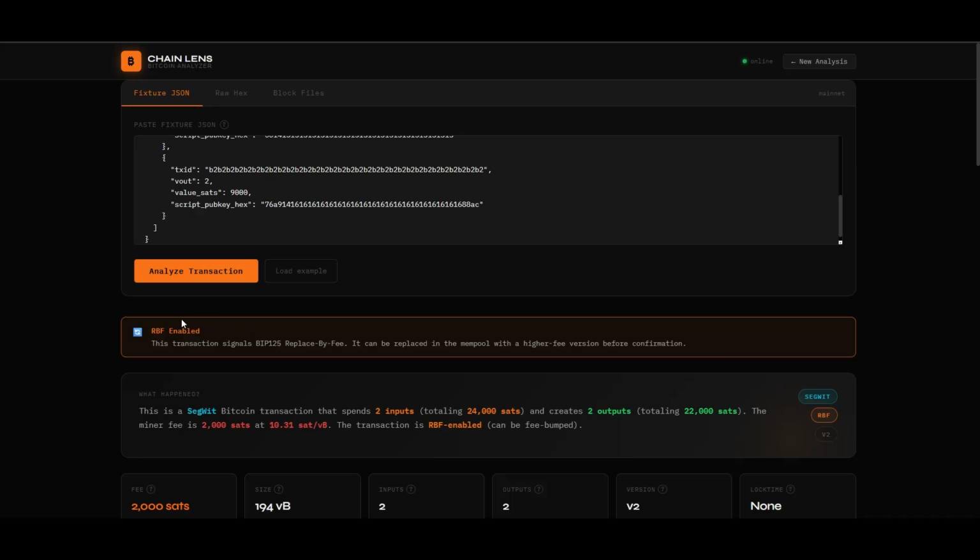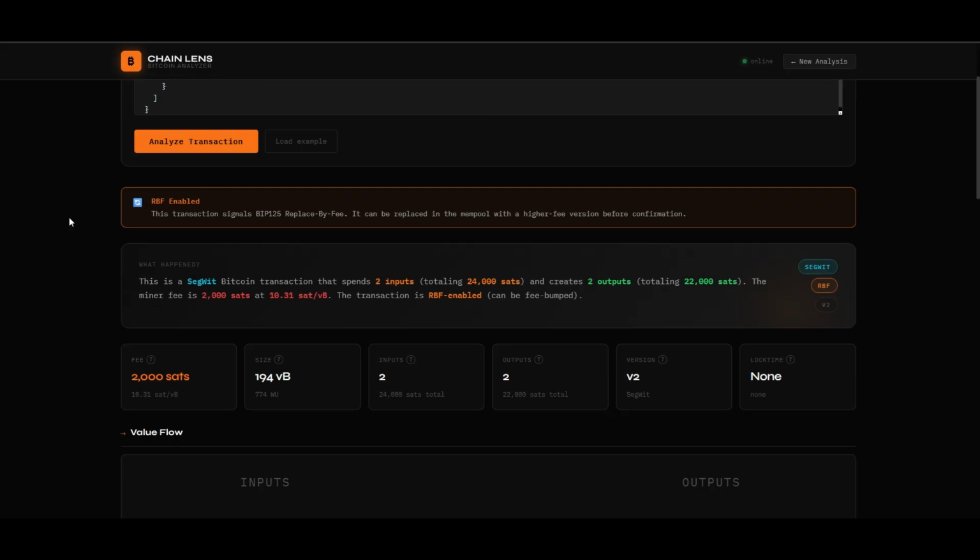Now, if we see here, it is RBF enabled. So what it means is, if a user is sending a transaction with a low fee, then miners can reject that transaction because of the low fee. So what he can do is he can enable RBF so that if his transaction gets dropped, then he can send the same transaction but with a higher fee.